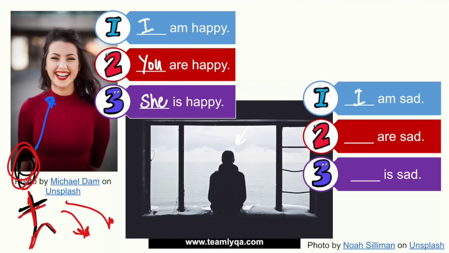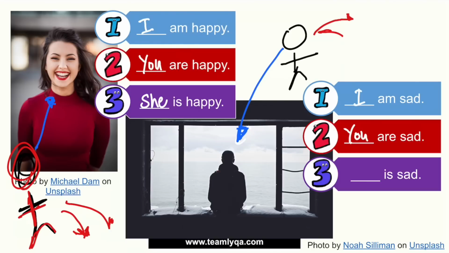Kung ako naman ay outsider, okay, watching him, at ako ay nakatingin sa kanya, ang sasabihin natin ay, you are sad. Ikaw ay malungkot. Sa third person, again, siya ang pinatutungkulan, pero sa iba nagsasalita or iba ang kausap, kinukwento natin kung ano nangyayari sa kanya, ang magiging pronoun natin ay, he. He is sad. Okay?